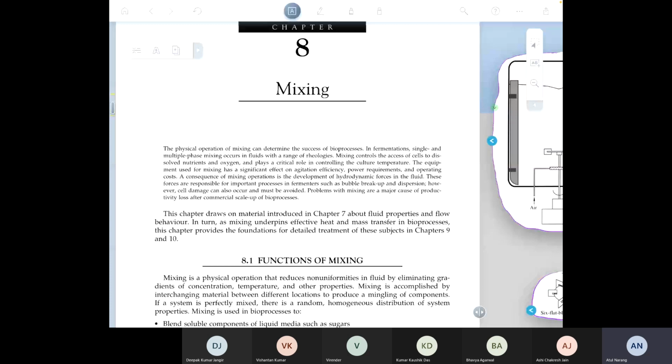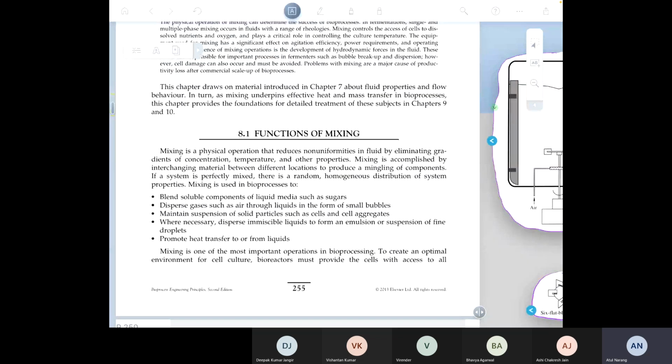Now, this chapter deals with momentum transfer. This is about how you get momentum into the reactor. And by momentum, we mean basically mixing. And why do you want to mix? Well, these reasons are given. We will first be considering that we want to disperse the gas, such as air, into the liquid in the form of small bubbles. That is goal one. This is what we will be covering.